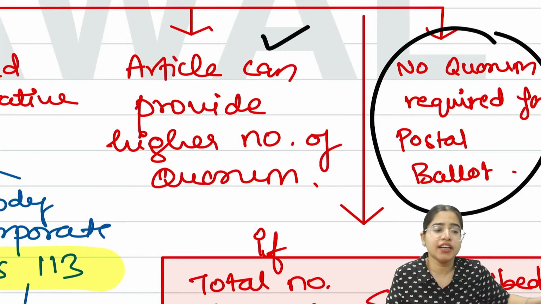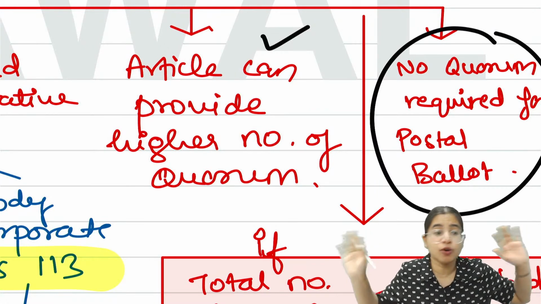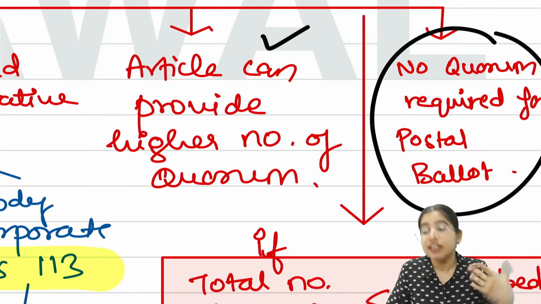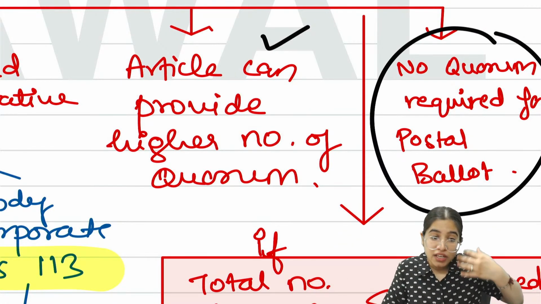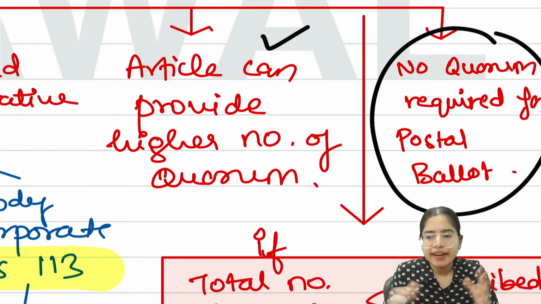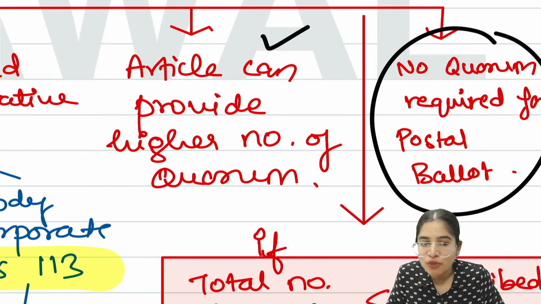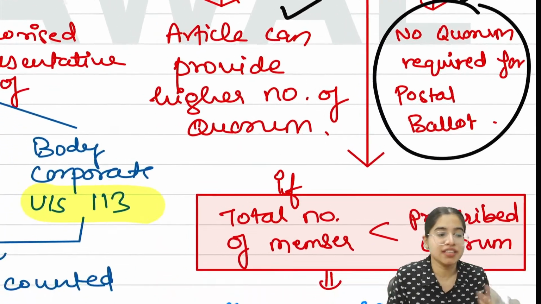No quorum is required in case of postal ballot. What is postal ballot, sir? Post, by letter. Postal ballot, the name itself makes it understandable. Postal ballot means a resolution which you pass by post. And in that case, you are not holding the meeting. So obviously there is no requirement of quorum in case you are passing a resolution through postal ballot, because there is no meeting.